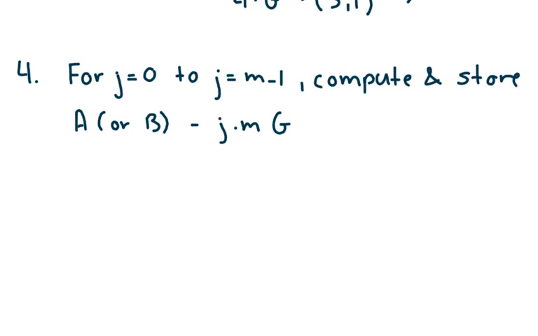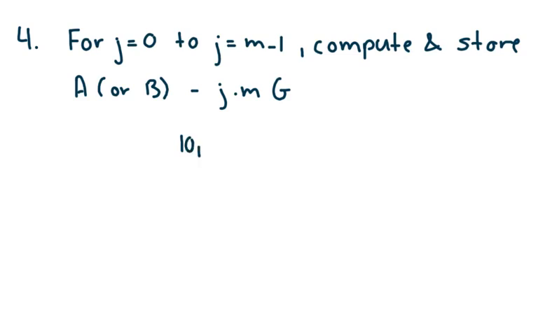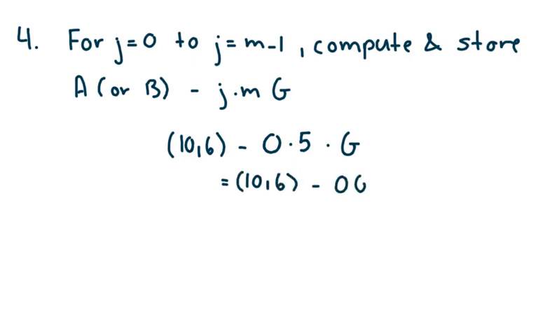So the first thing that she's going to do, she has the publicly released information of a. She knows that that's equivalent to 10, 6. And then she's going to subtract j, let's say, this is our first iteration, so this is going to be 0, times her m, which she picked to be 5, times the generator point g. So this is just going to be 10, 6 minus 0g, so this is just going to be 10, 6.